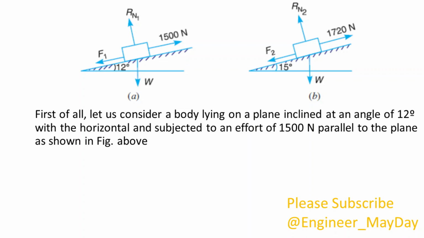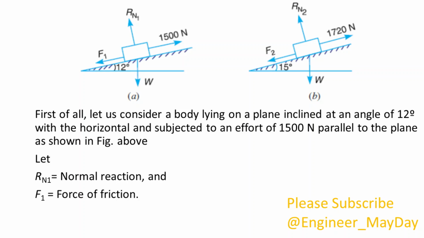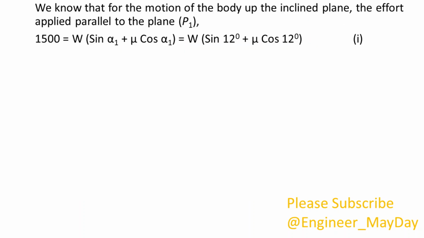First of all, let us consider a body lying on a plane inclined at an angle of 12 degrees with the horizontal and subjected to an effort of 1500 newtons parallel to the plane as shown in the figure above. Let Rn1 equal the normal reaction, and F1 equal the force of friction. We know that for the motion of the body up the inclined plane, the effort applied parallel to the plane, P1: 1500 equals W into (sin 12 degrees plus mu cos 12 degrees).